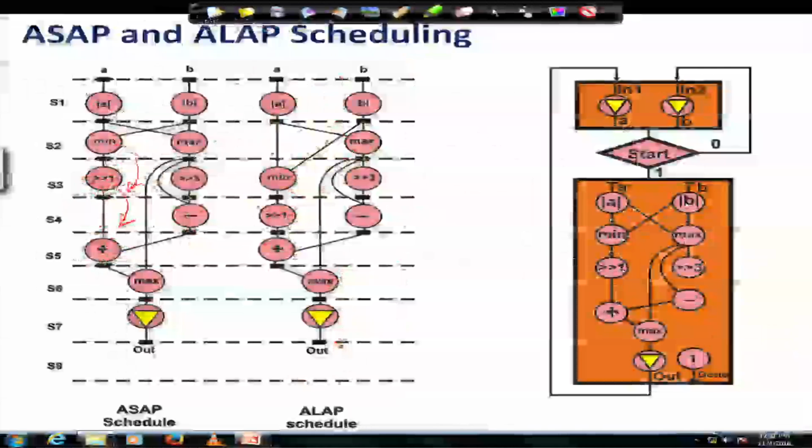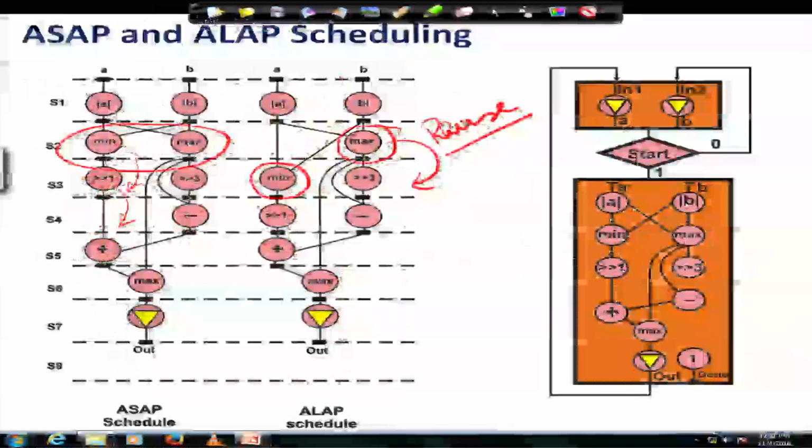Now, if you look at this, since I have done as soon as possible, if I have got some functional unit that can do min max at the same time, I will need two of them, whereas here I can have only one of them, and that can be reused here. That is possible to be reused. Now, that is the pros and cons of the different scheduling algorithms.